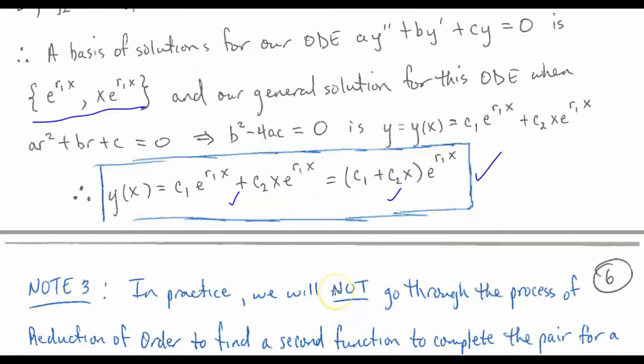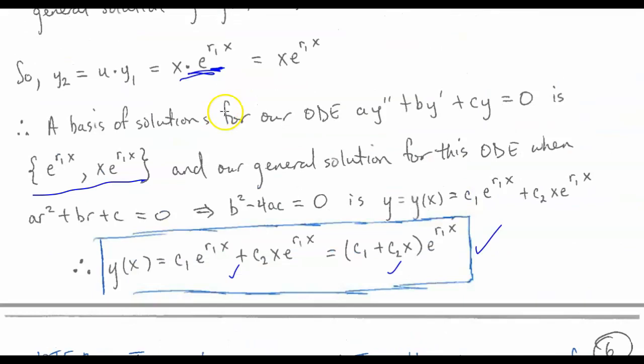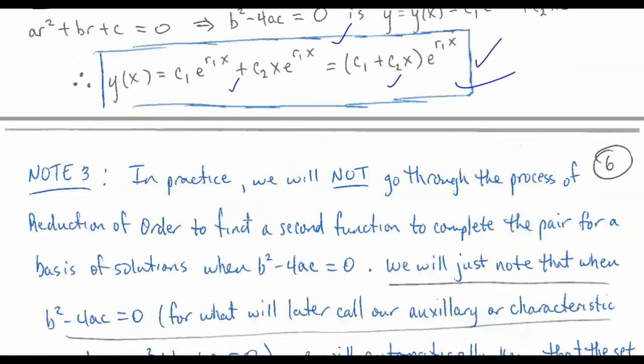All right, so for the third case, all I'm stating here is that since we know this, we will never go through the whole process of reduction of order. There's no need to actually do that in practice when you do these problems. We just want you to know that based upon the solution to the quadratic equation, if the solution ends up being negative b over 2a, or put another way, if your discriminant is 0, then you automatically know that this is going to be the form of the general solution. You just need to know what r1 is and fill in everything else.